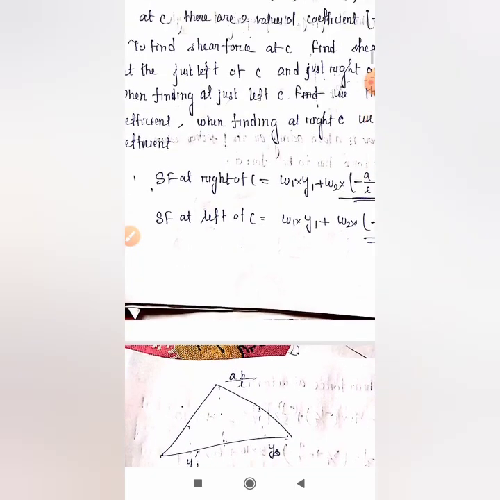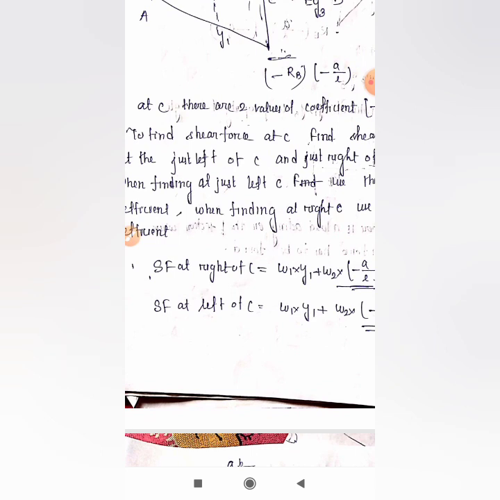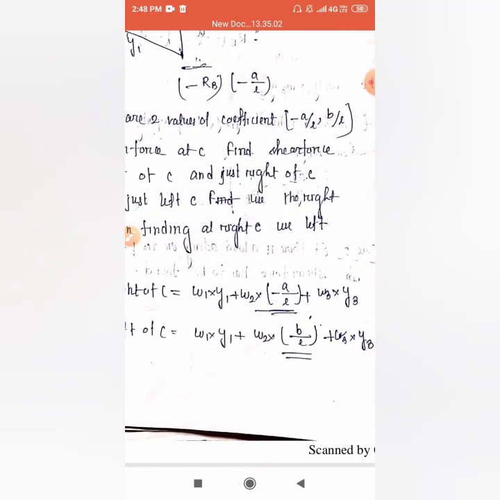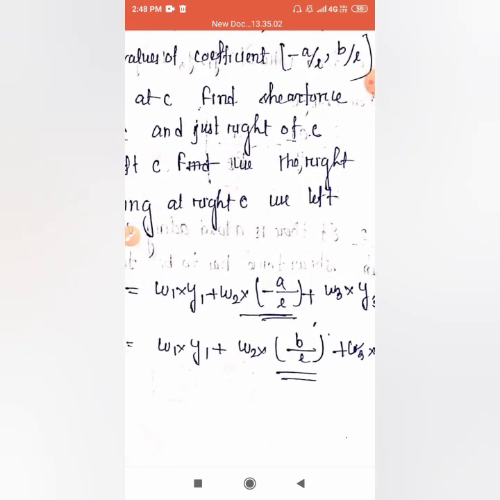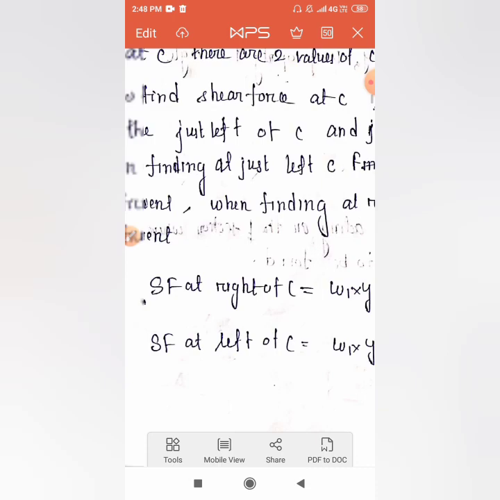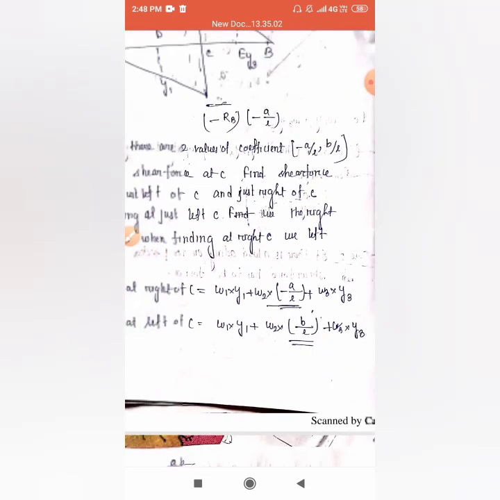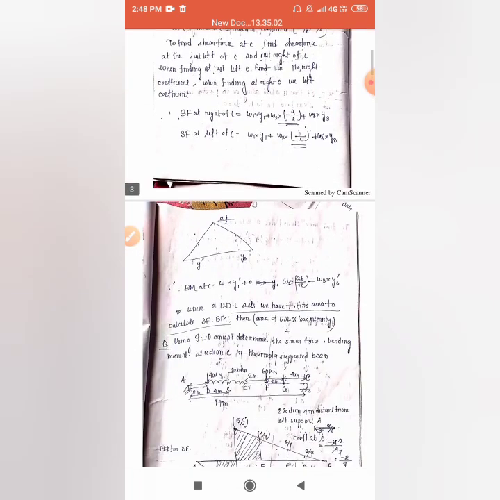Okay, so in that case we have to find two values of shear force. One is at just right and one is at just left. And when we find the shear force at right, then we have to use the value which is negative, that means the ordinate which is negative, that is minus A by L. And while finding the left value, we can use the value which is positive. Okay, we have to remember this.